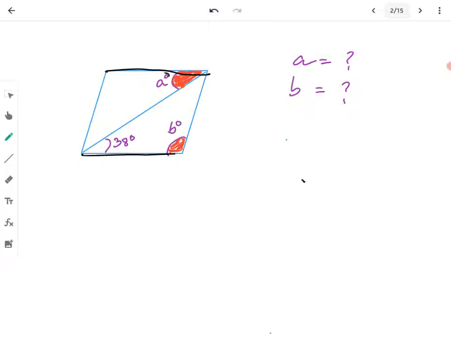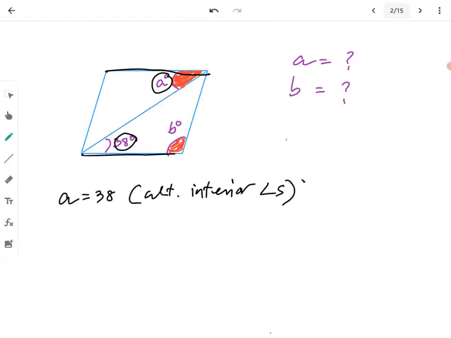Notice that according to the property of rhombus, this side is parallel to this side, that gives us A is 38 degrees because they are alternate interior angles.